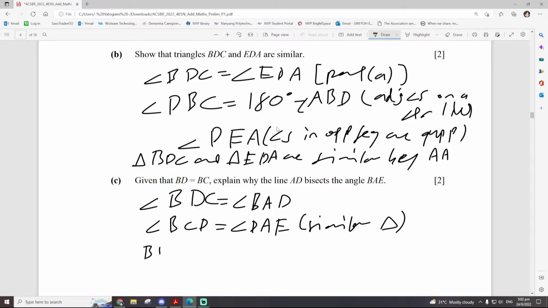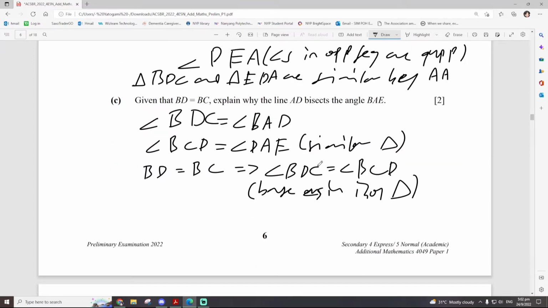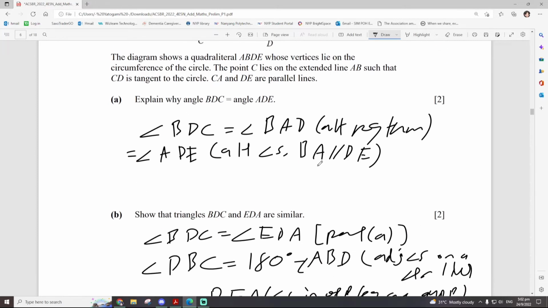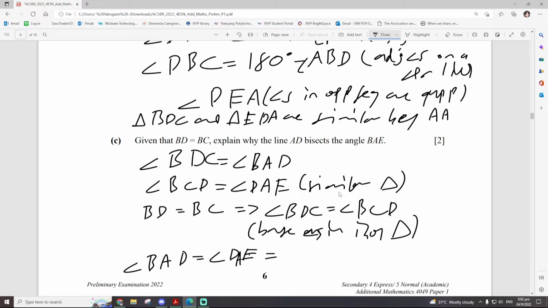And we know BD equals BC. This implies angle BDC equals angle BCD by base angles in isosceles triangle, right? So that is to say that angle BAD equals angle DAE. Okay, and from the diagram, that shows that AD bisects angle BAE. Okay. Cool.